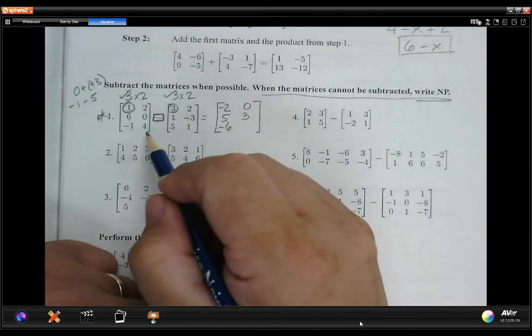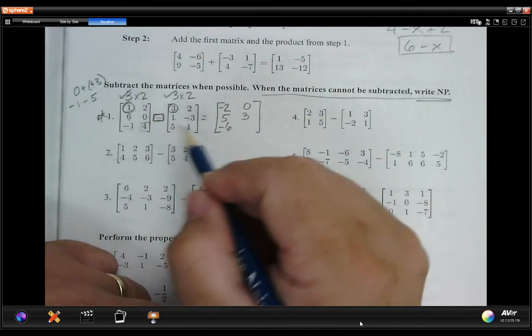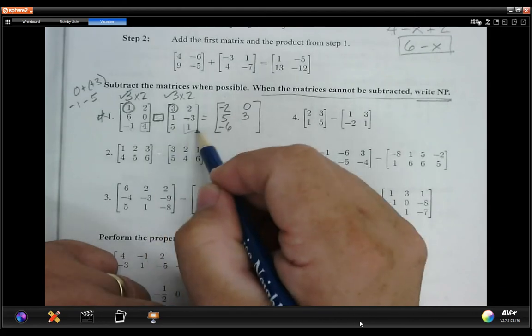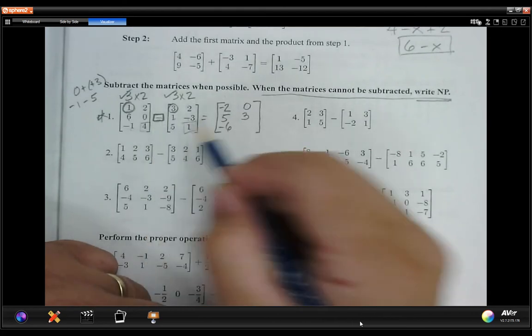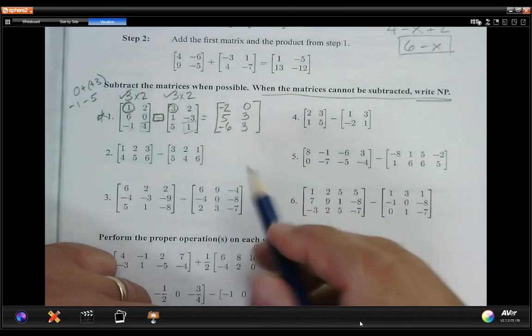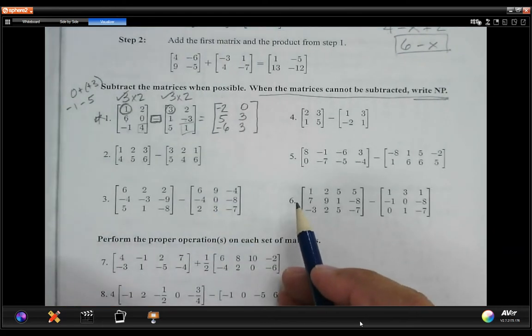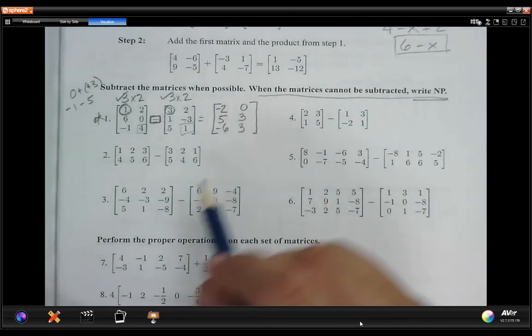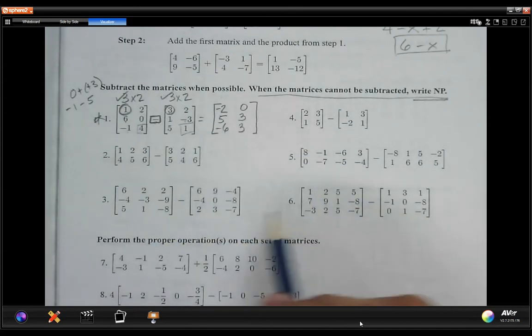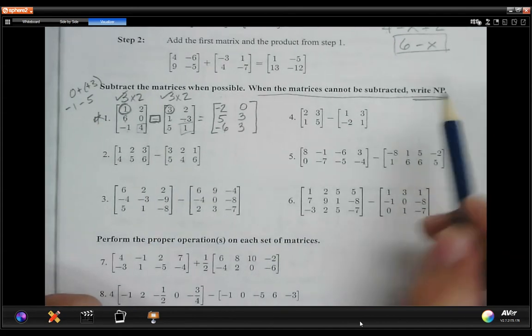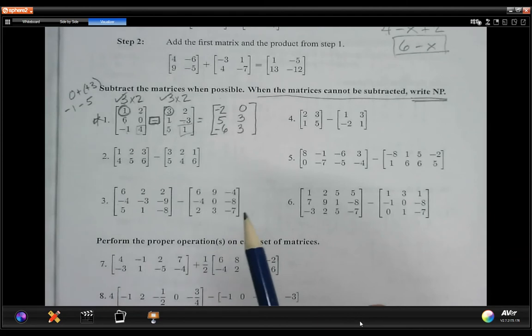And last but certainly not least, I'm going to take this element right here, and I'm going to subtract this element from it. So I have 4 minus 1, which gives me, again, 3. And this would be my answer for that particular problem. All of these are pretty much the same. Again, make sure that you look at your dimensions first, because I bet you're going to have at least one that's not possible.